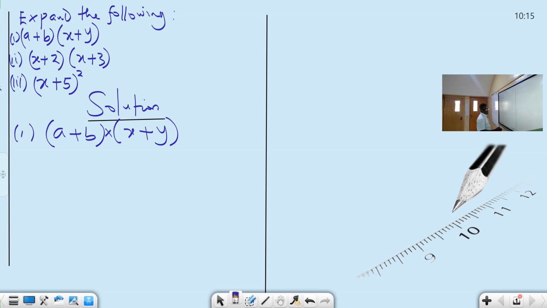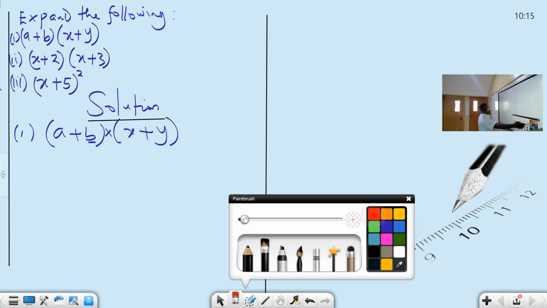What do I mean? This means multiplication. You are multiplying. Each of these terms is multiplying everything inside the second bracket. And the second term is also multiplying everything inside the second bracket. If you want to expand this, I call it binomial because it's an expression with two terms in it.